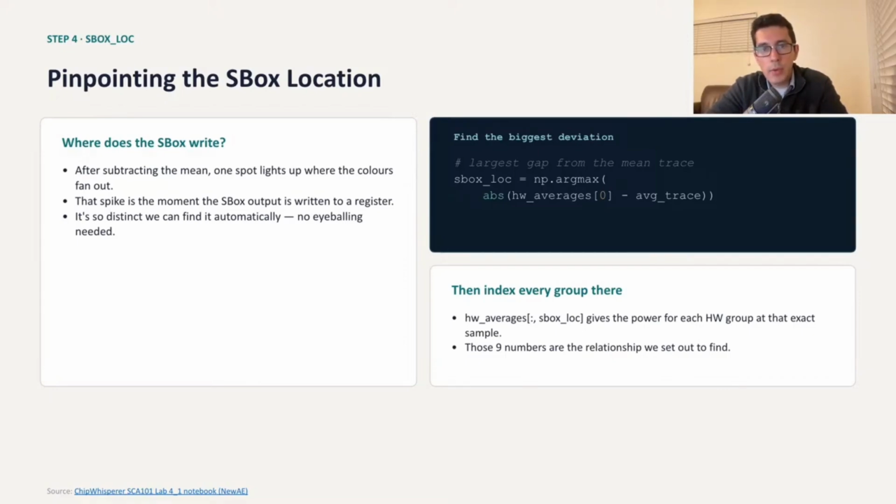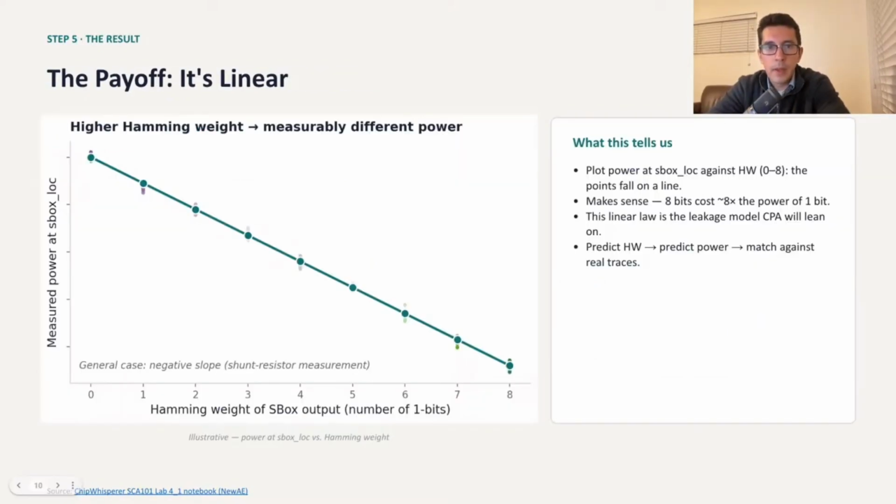For each Hamming weight group, we can then read the Hamming weight averages to get the measured power at that exact moment, when the SBox output hits the bus. Now we take those 9 values, the measured power at SBox location for Hamming weights 0 through 8, and plot them against Hamming weight. The points fall roughly on a straight line. Higher Hamming weights correspond to a steadily different average power level.